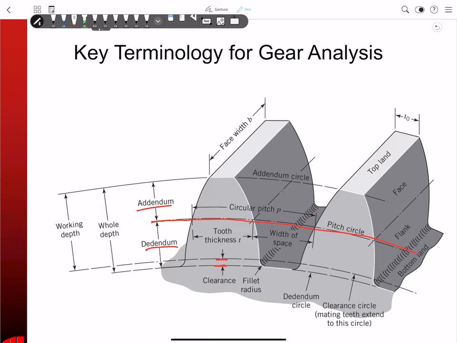And then there's a working depth, a whole depth, a fillet radius. This has important stress implications. And I think that's all the really important stuff. The face width makes the tooth strong. The longer it is, the more force it can handle because there's just more metal there. Yeah, I think that's it. There's actually one more thing.